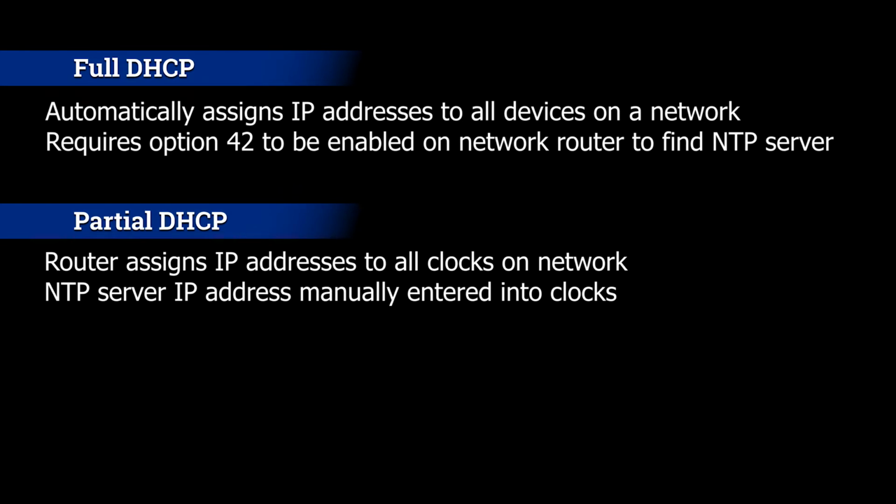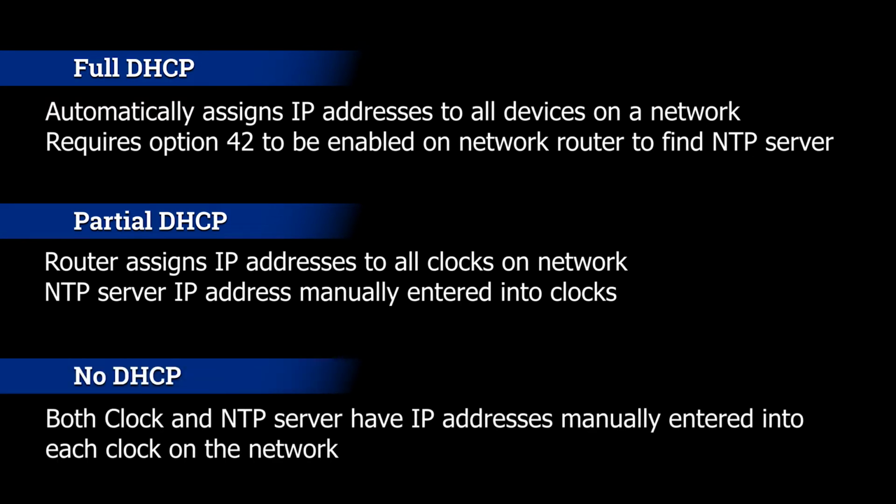When using partial DHCP, the network will automatically assign an IP address to any connected clocks, but the IP address of the desired NTP server will need to be manually entered into the clocks. Without DHCP, both the NTP server and the clock IP addresses will need to be manually entered into each clock on the network.